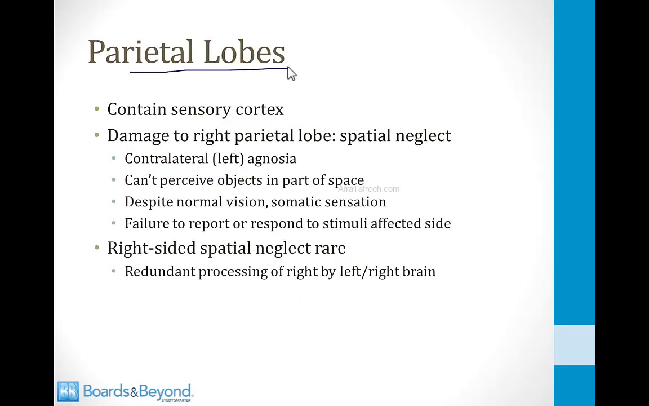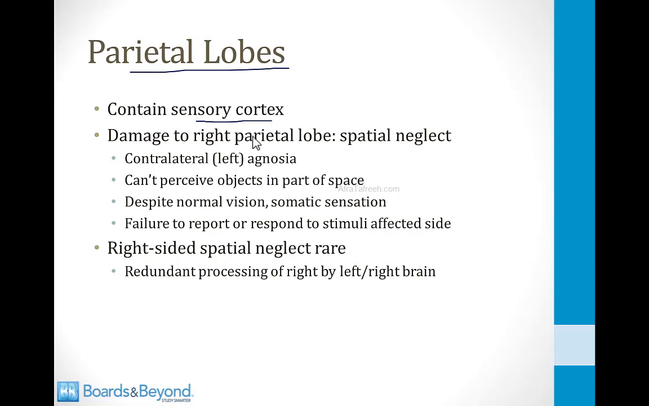So one of the most important things contained in the parietal lobes is the sensory cortex. So remember I showed you that central sulcus, and on the frontal lobe side of that sulcus is the motor cortex, or the motor strip. Well, on the parietal lobe side of that central sulcus is the sensory cortex.